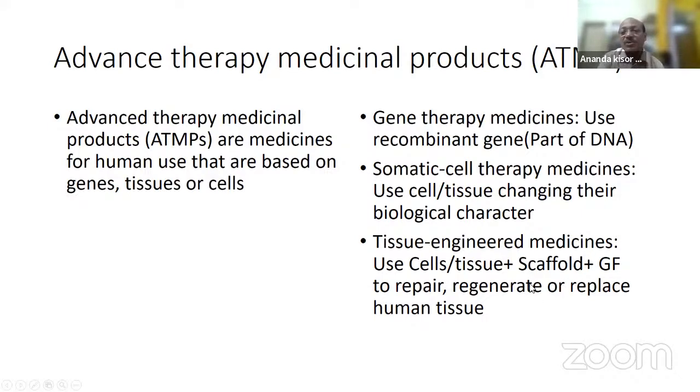Now, tissue engineering medicines, as I've already told, use the cells and the tissue which is incorporated inside the scaffold. Scaffold is basically the mechanical structure which is bioactivated with the help of the cells and the growth factors. And the cells, such as mesenchymal stem cells, with the help of this growth factor, produce the exact cells which are required inside the body for the repair, regeneration, as also to replace the human tissues.